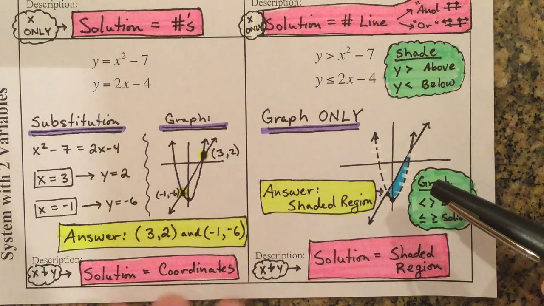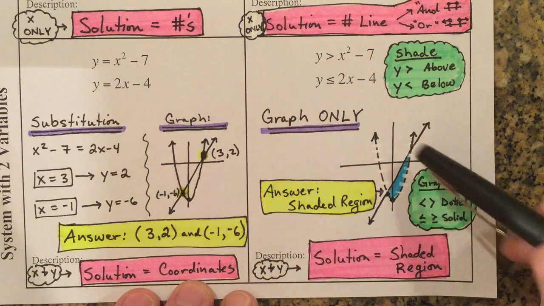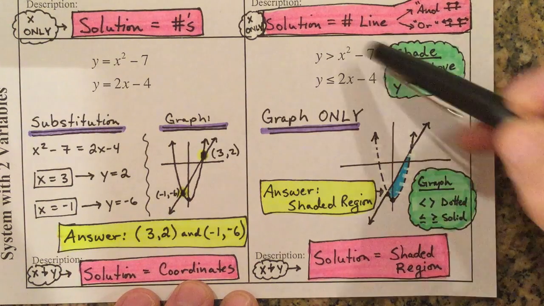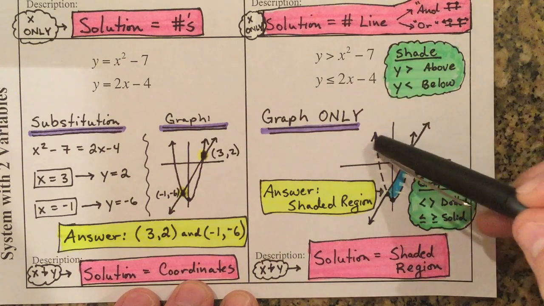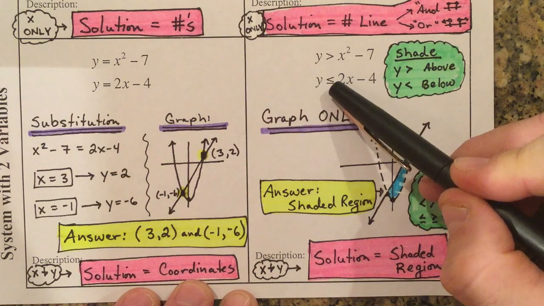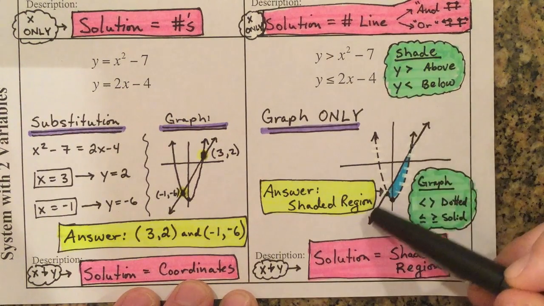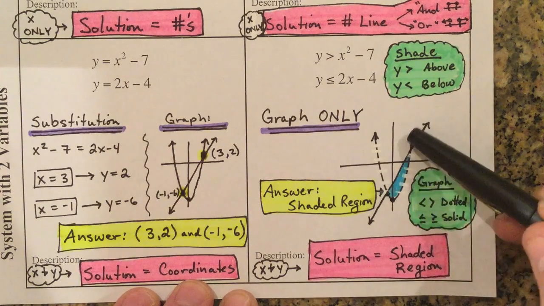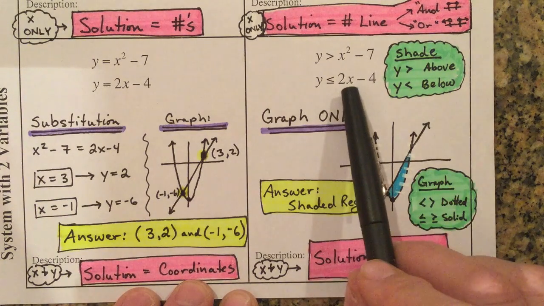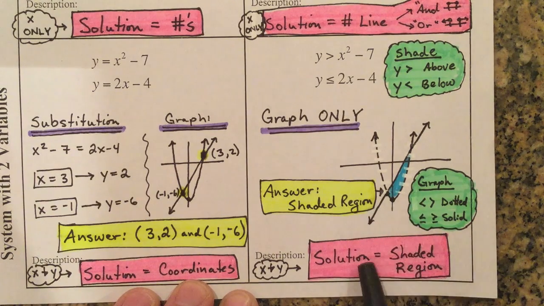You also will notice the dotted versus solid. If you're going to have a dotted graph, it's because the graph is not included. There's no equal sign there. So we show that the graph is not included by making it dotted. If there happens to be an equal sign in the inequality of the graph, then we're going to make it solid like you see here for the line. So we're doing a solid line shaded below and a dotted line shaded above. The only way you can show all the solutions, since there's an infinite number, is to show a shaded region.